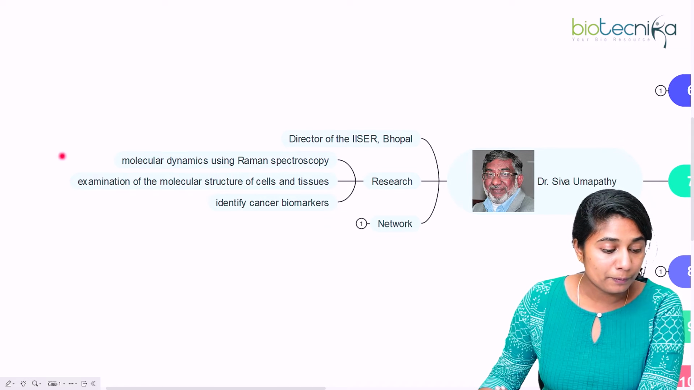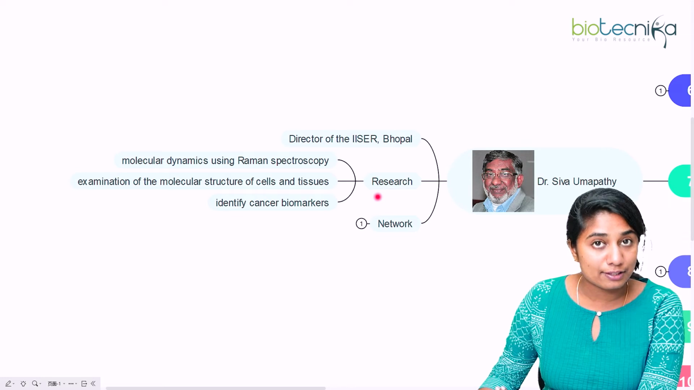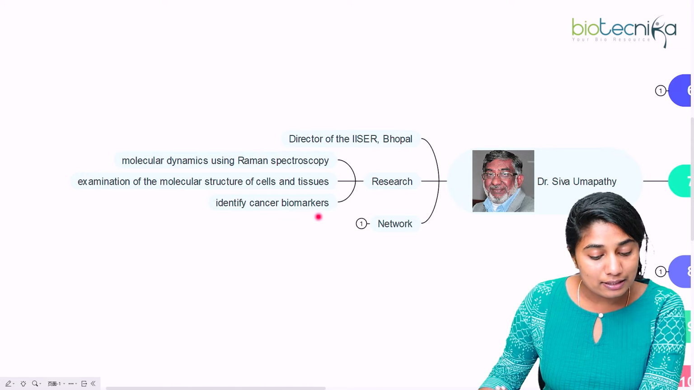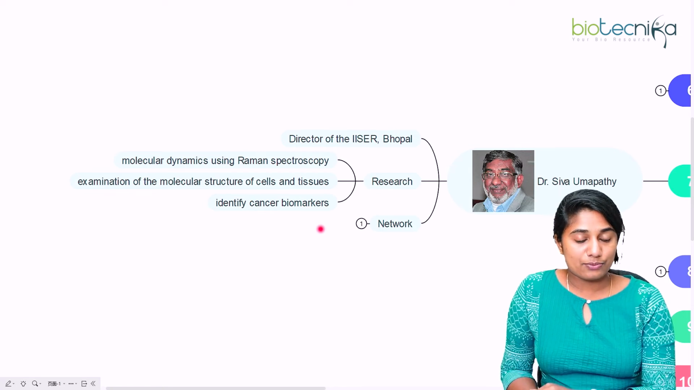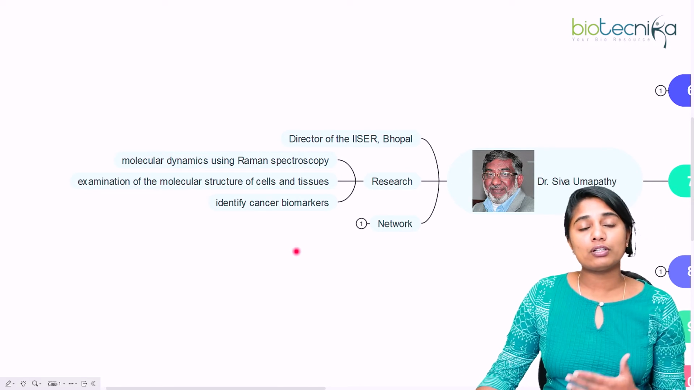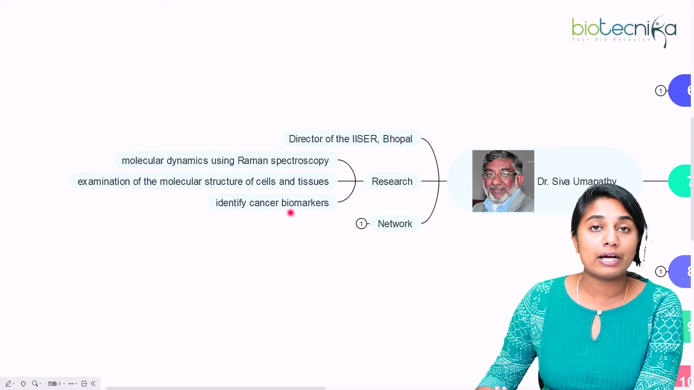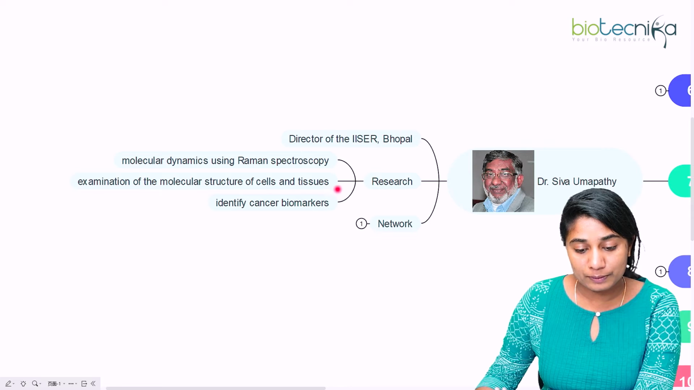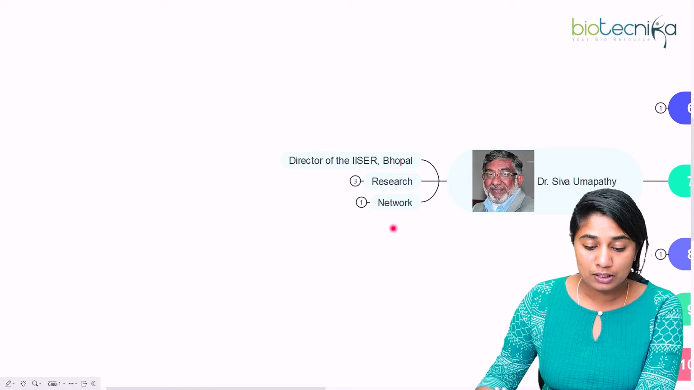So his work was also more on the physics side of it, that is molecular dynamics using Raman spectroscopy. He also does examination of the molecular structures of cells and tissues, and he has identified the cancer biomarkers using these techniques as well. So especially for the initial detection of cancer, he has helped in identifying the biomarkers for it. So he is the brain behind these research works.